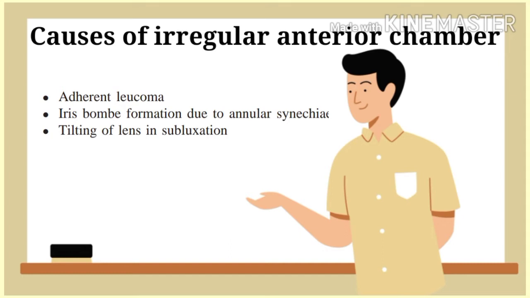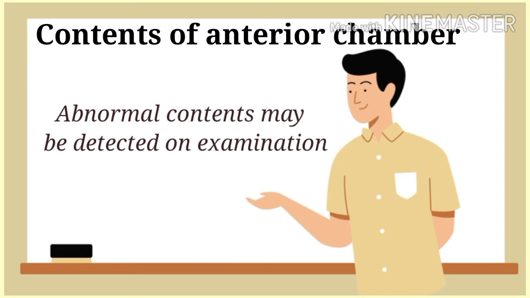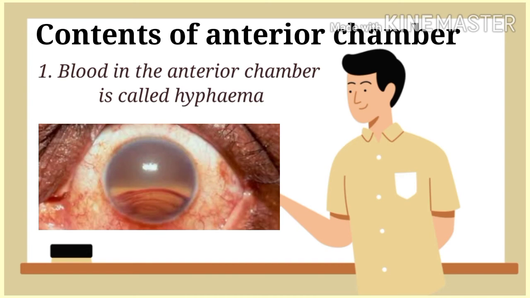subluxation. Now friends, we are talking about the second point, content of anterior chamber. Normally, the anterior chamber contains transparent watery fluid, the aqueous humor. Any of the following abnormal contents may be detected on examination. So please, the content of anterior chamber must be examined carefully. So friends, we are talking about the abnormalities in the anterior chamber.